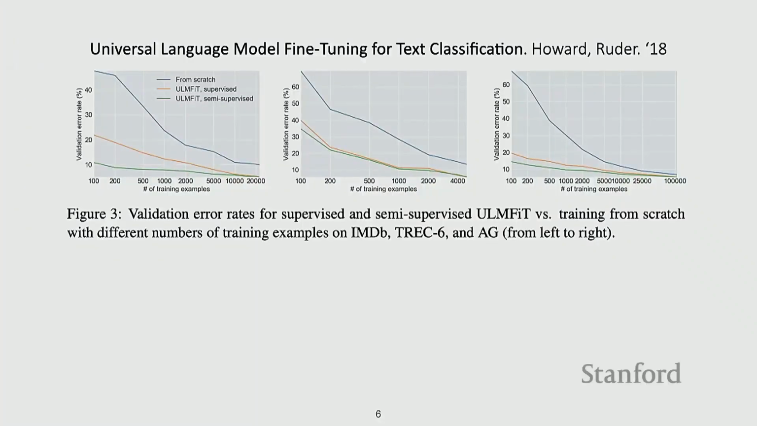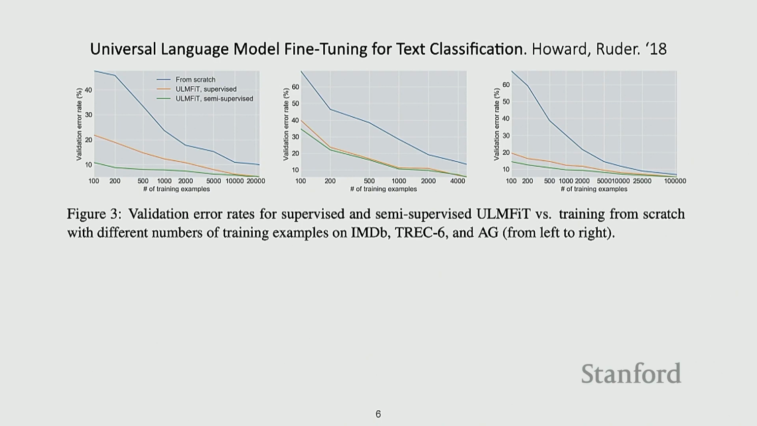Okay, and so here's an example of fine-tuning on a text classification problem, where it was pre-trained using a language model and fine-tuned using 3 different text classification problems from IMDb, TREC-6, and AG. Each of these plots shows the number of training examples in the target task on the x-axis, and the validation error rate on that target task on the y-axis.